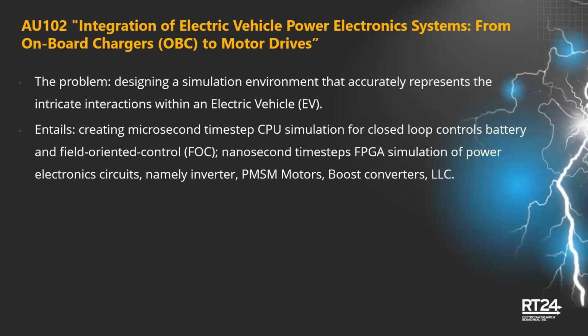And so we need to use the CPU at the microsecond level, but then we also need to leverage an FPGA to get to those nanosecond levels. Because once we get to these onboard chargers and inverters, they're switching very, very fast. And we require the use of an FPGA to accurately represent that sort of phenomenon.